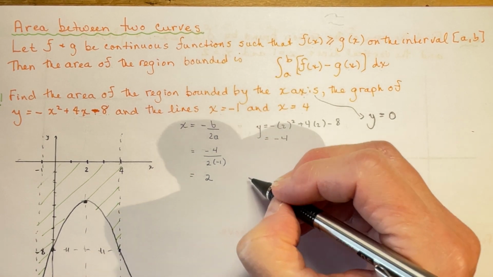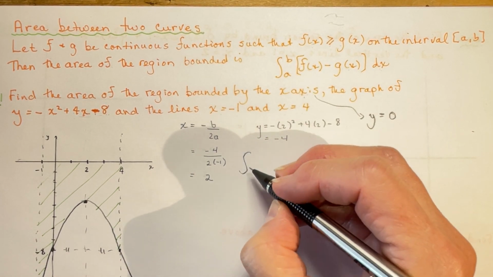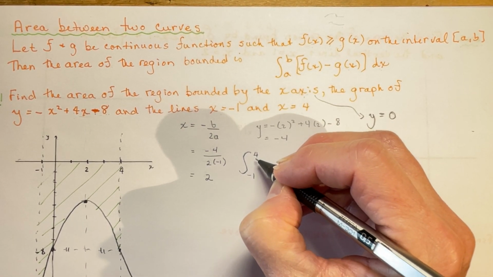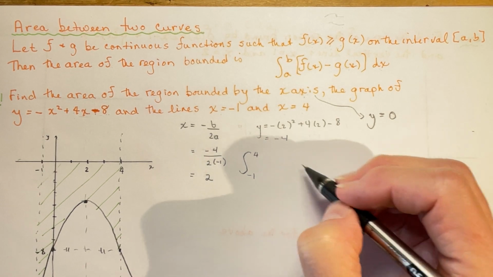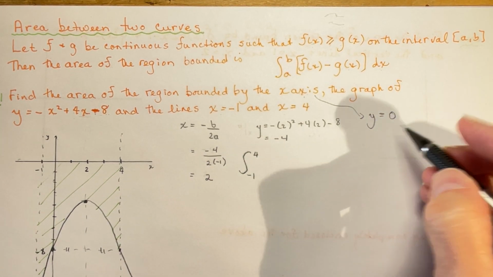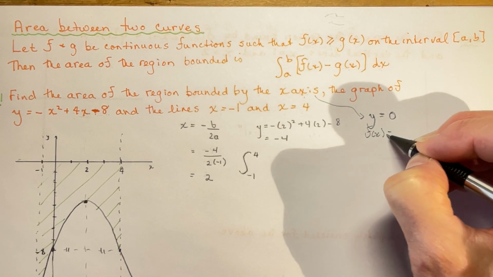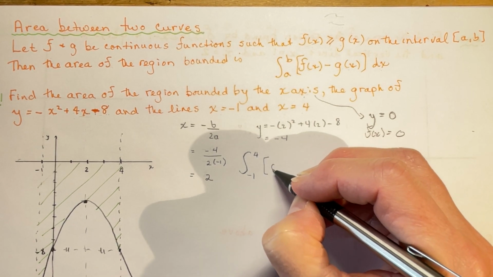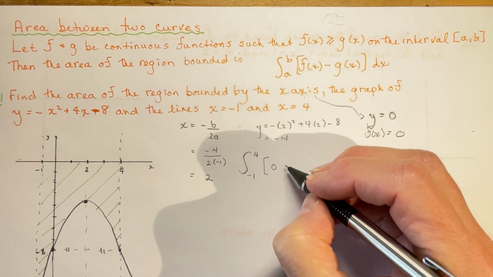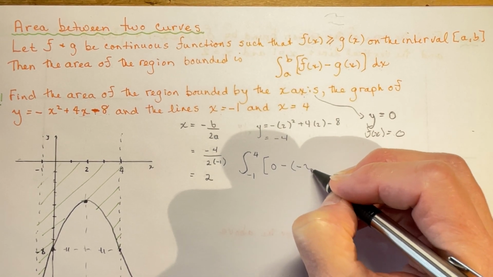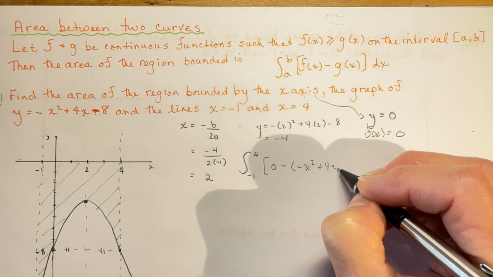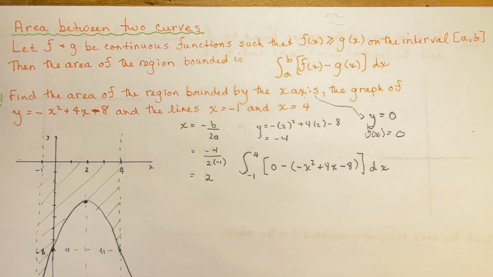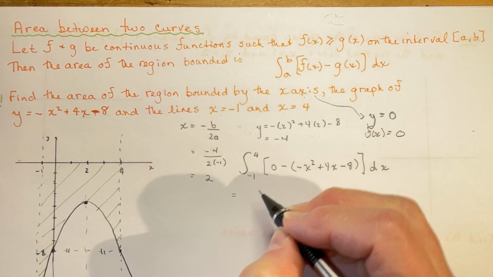So when I write out my integral now, I'm going to say, well, this is the integral between minus 1 and 4 of, well, it's going to be f at x minus g at x, because this is my f at x. So I'm doing 0, which is my f at x, and I'm going to subtract minus x squared plus 4x minus 8 dx.